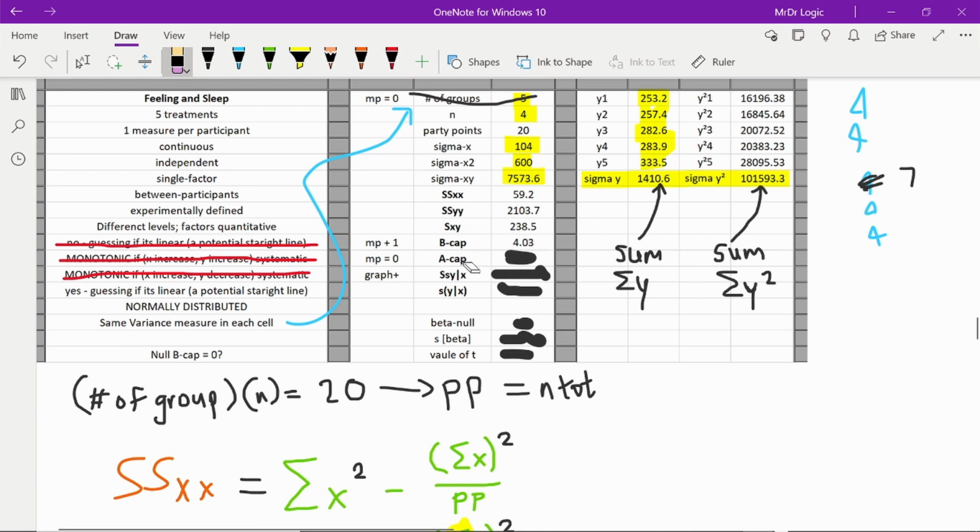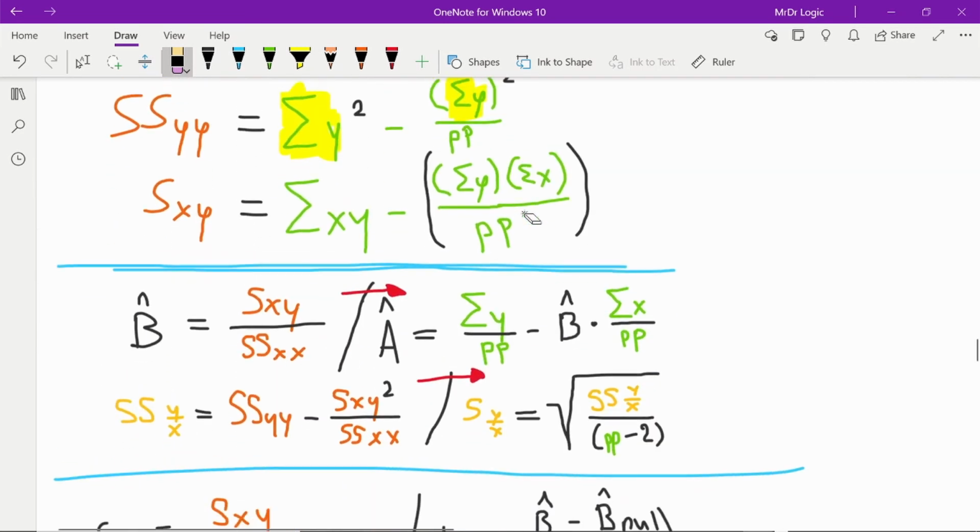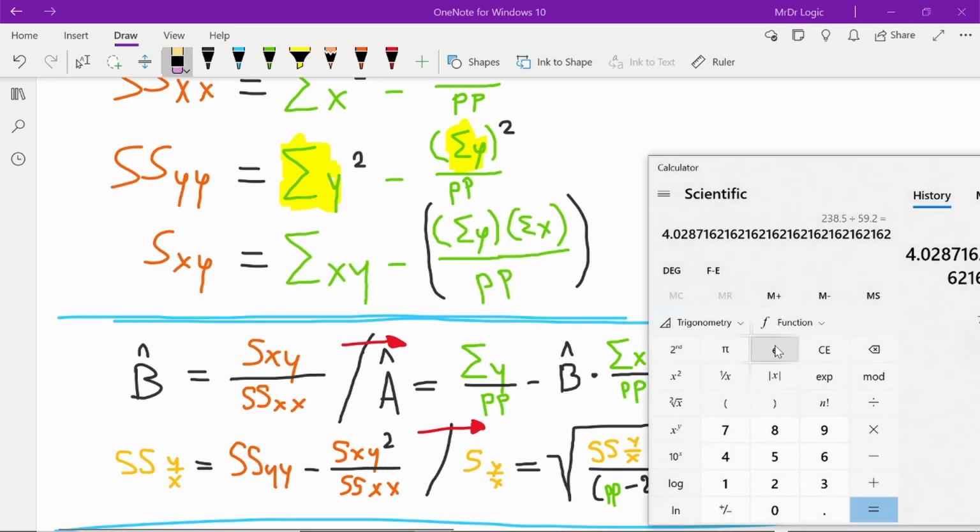Perfect. Measurement position now is equal to 0. Don't ask me why. It wants it back to this. And so for A, we already know what A is. Okay, please cooperate.